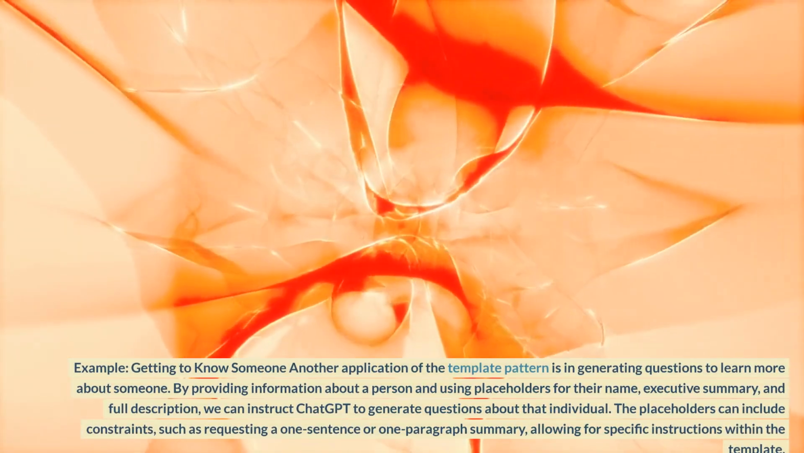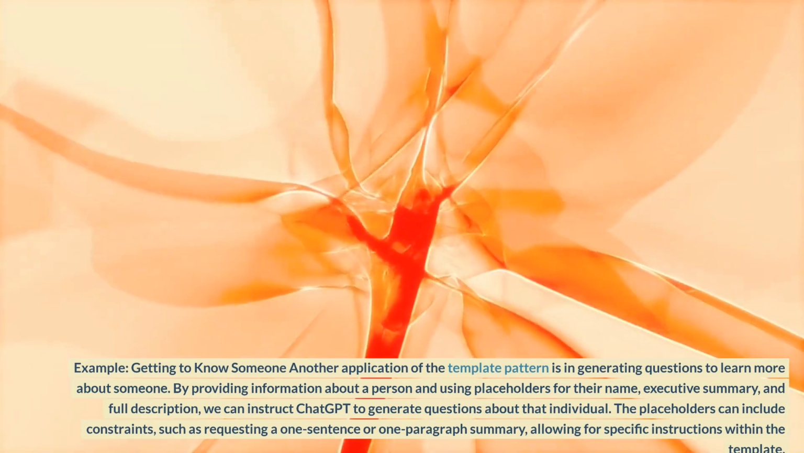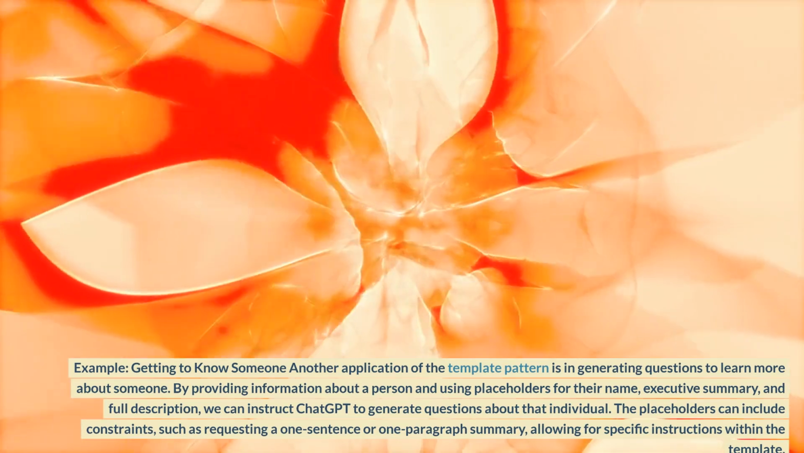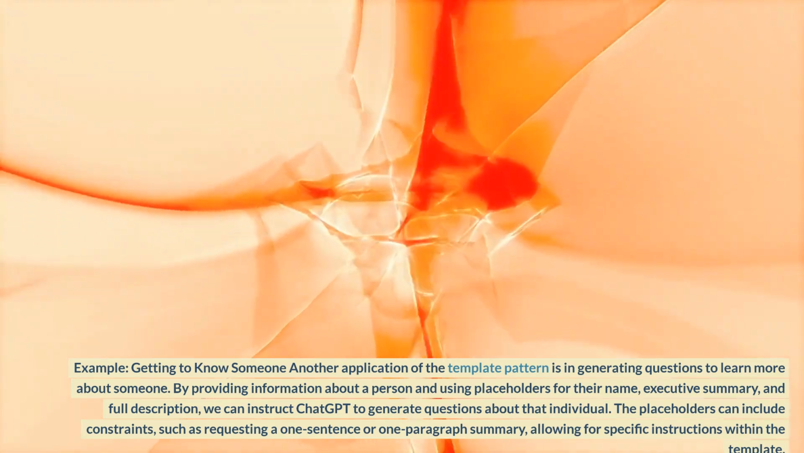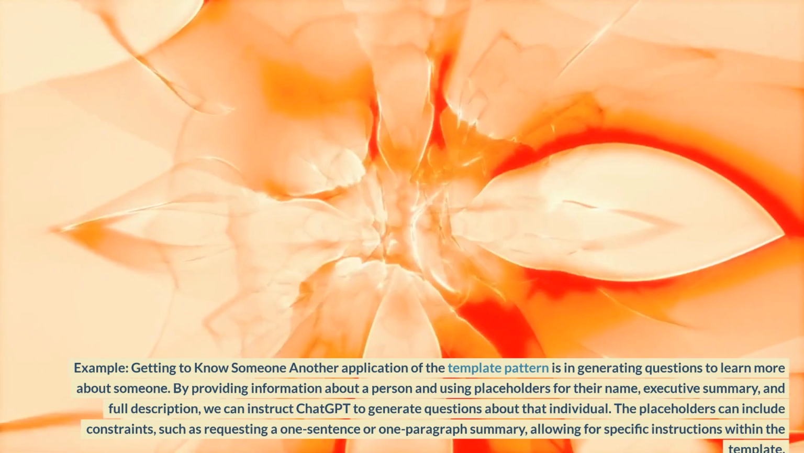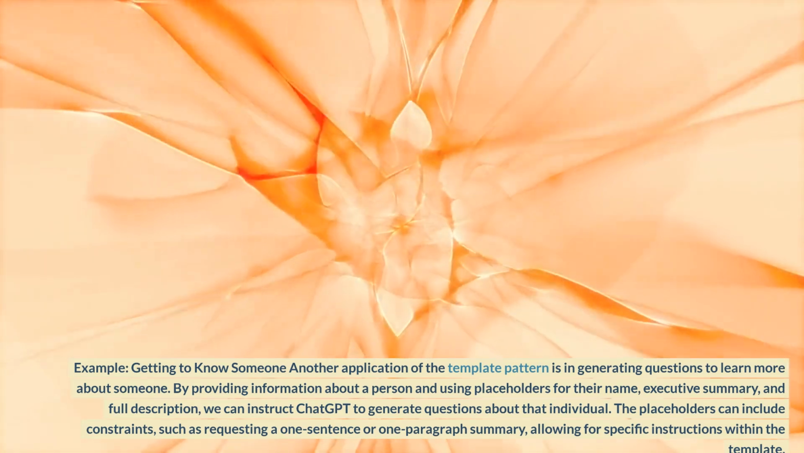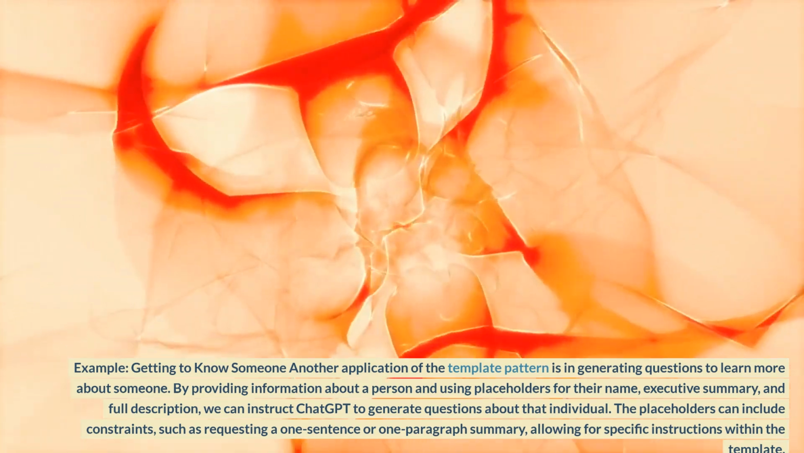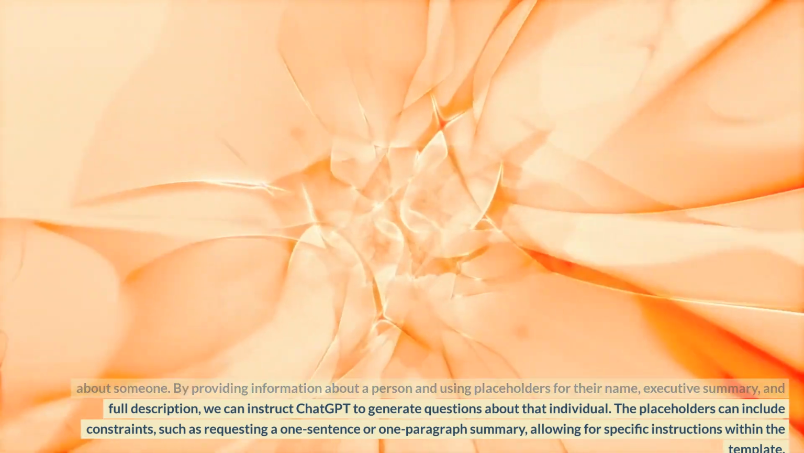Example: getting to know someone. Another application of the template pattern is in generating questions to learn more about someone. By providing information about a person and using placeholders for their name, executive summary, and full description, we can instruct ChatGPT to generate questions about that individual. The placeholders can include constraints, such as requesting a one-sentence or one-paragraph summary, allowing for specific instructions within the template.